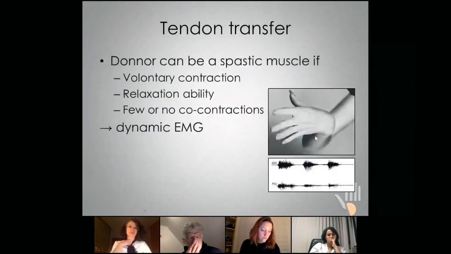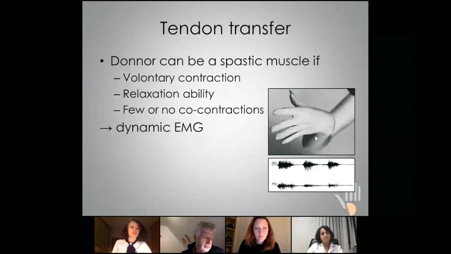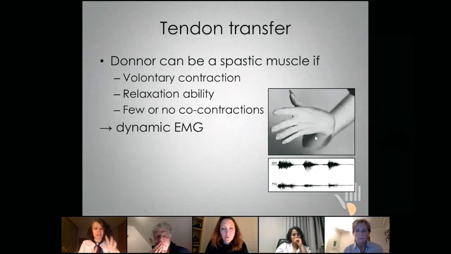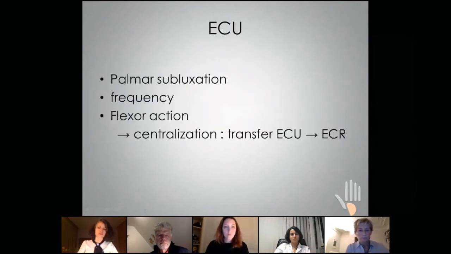So we can use different muscles, but what we absolutely need is a donor which can sometimes be a spastic muscle, but it absolutely has to have voluntary contraction and relaxation abilities with few or no co-contraction. It means that if you transfer a spastic muscle, this muscle has to be able to relax, and has to be able to give a voluntary contraction in order to respond to the command. For that, we need to do a dynamic electromyography which gives the information, and you can see here that we have the ability to relax. And we also check the co-contraction.